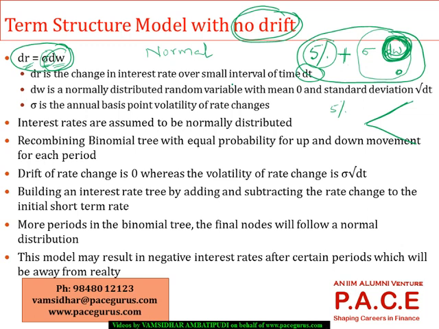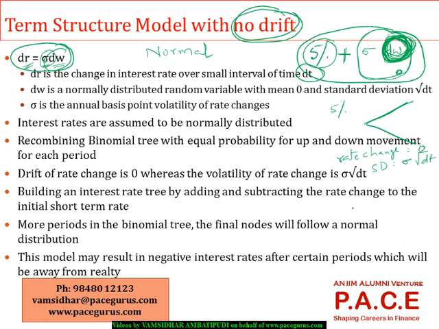And how do I use this model to build the binomial tree of the interest rate? If I am assuming that the rate change follows a normal distribution, I know that it will have a mean of 0. The rate change, the mean of this is going to be 0. And the standard deviation of the rate change is going to be sigma times root dt.